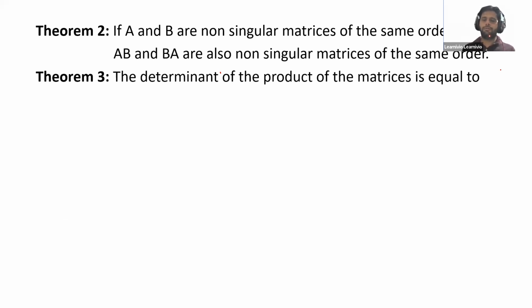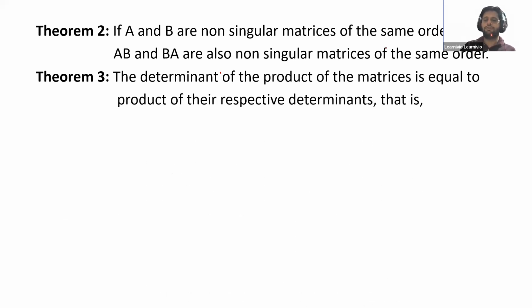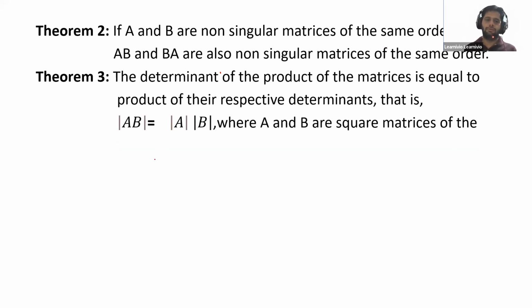Next property is the determinant of the product of matrices is equal to the product of the respective determinants. That is this one. Now suppose we have two matrices, we have multiplied them and then we are finding the determinant. Then this will be equal to the determinant of these matrices found separately and multiplied. So if you multiply two matrices and find the determinant, that will be equal to the determinant of A, times the determinant of B.